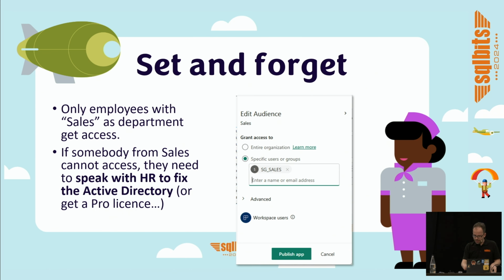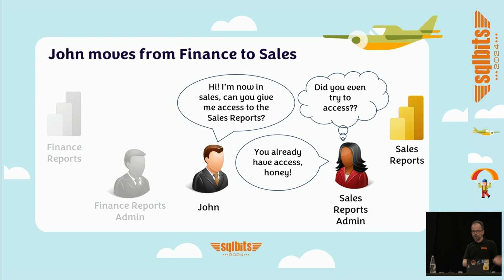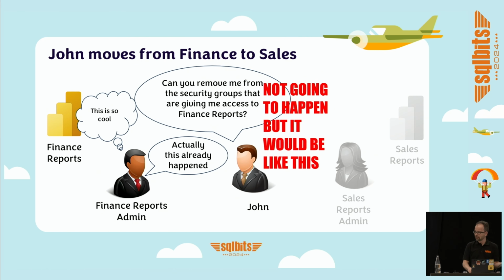And now the magic is what happened. John moves to sales, and when he notices he asks about access to reports, they say, you already have access, come on, it's already happened. And if it doesn't say so in your Outlook, you're not yet in sales. The best part of the story is that you don't have to remove permissions, because they're already gone. So very, very beneficial.